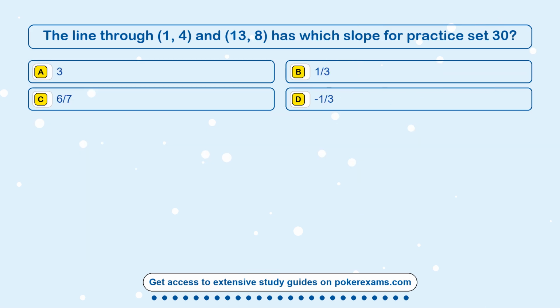Question 13. The line through (1, 4) and (13, 8) has which slope for practice set 30? Option A, 3. Option B, 1/3. Option C, 6/7. Option D, minus 1/3.